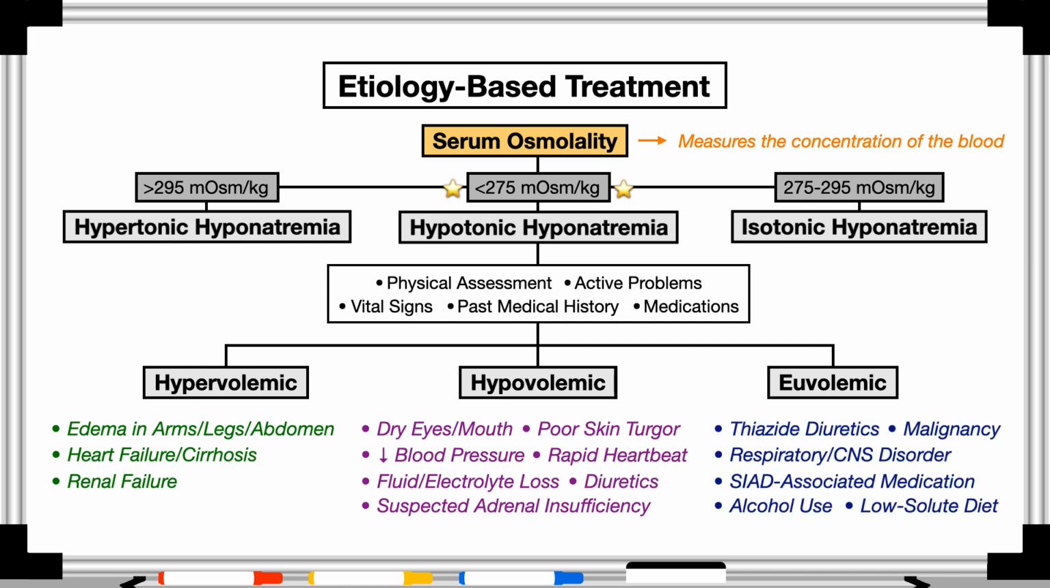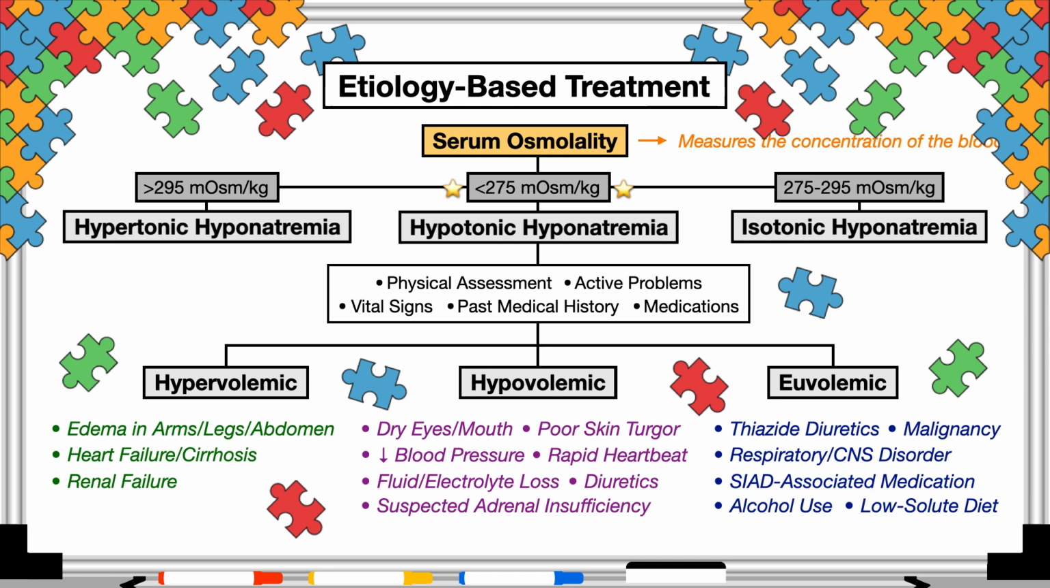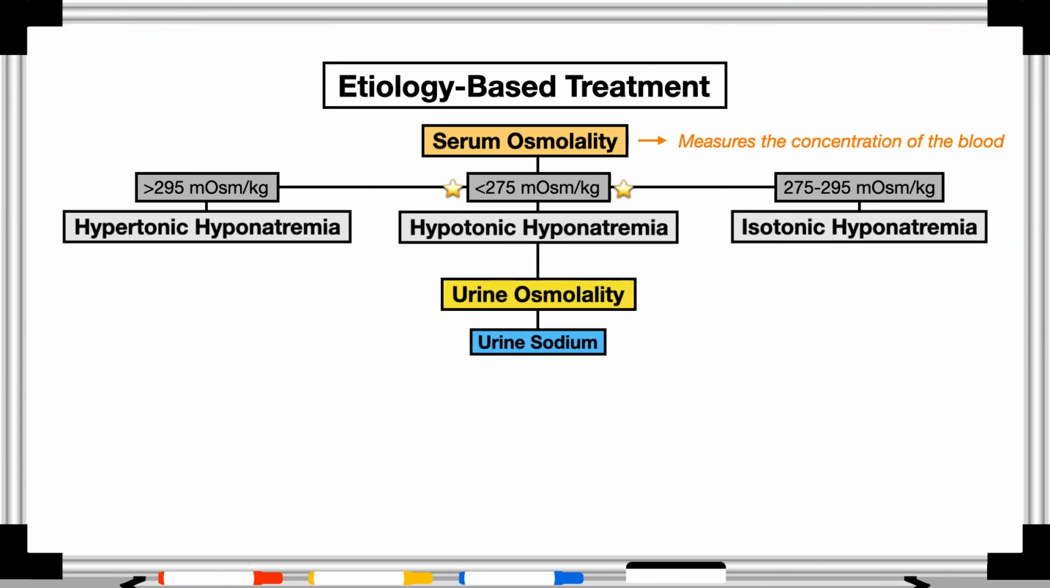And a patient with euvolemic hyponatremia may not have any positive physical signs of hypovolemia or hypervolemia, but is on a thiazide diuretic, has a malignancy, respiratory disorder, central nervous system disorder, or medication that is known to cause SIAD, or has a known alcohol use disorder or low solute diet. There's no surefire objective way to distinguish these groups, and it's more about putting together the pieces of a puzzle. Assessing the urine osmolality and urine sodium concentration can be another valuable piece of that puzzle.